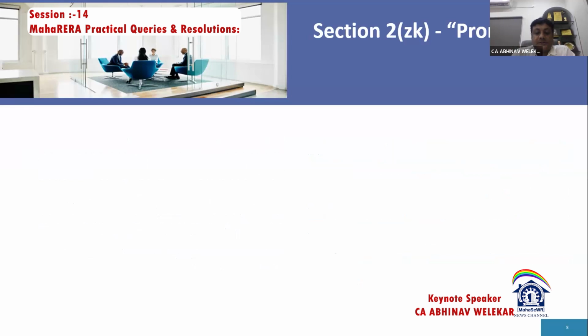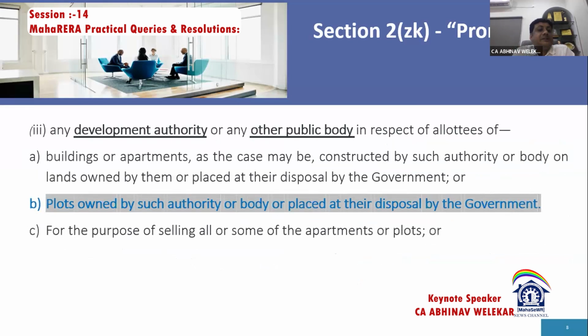There are other parts of these definitions. Point number 3 says that any development authority, so if MHADA launches any product, the authority also has to get it registered, whether they are executing any building or apartment projects or any plotted development project. Such government authorities also have to get themselves registered under the Act, since they come under the definition of the promoter. At point number B, it specifies that the plots owned by such authority or body, or placed at their disposal by the government, will also come under the definition of promoter.